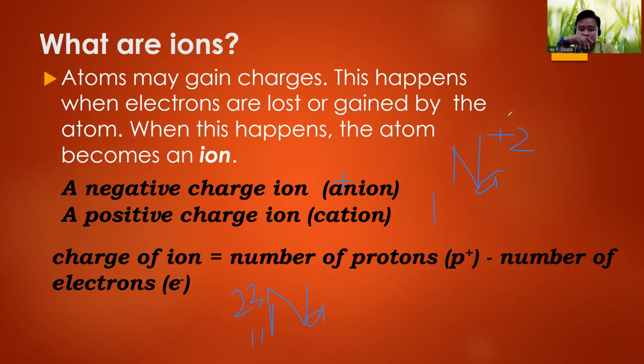Since it has a positive 2 here, it becomes 11 plus 2, it becomes 13, right? So it is the number of protons minus the number of electrons. What is the number of electrons here? Sorry, I forgot. This one here is 11, the number of protons.